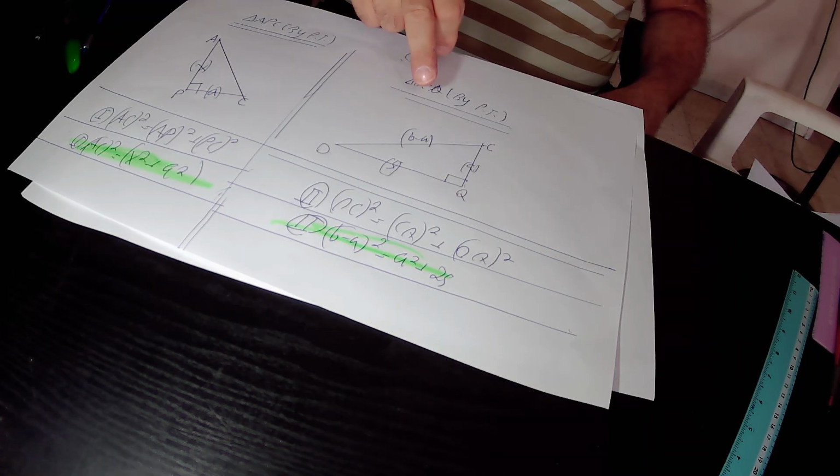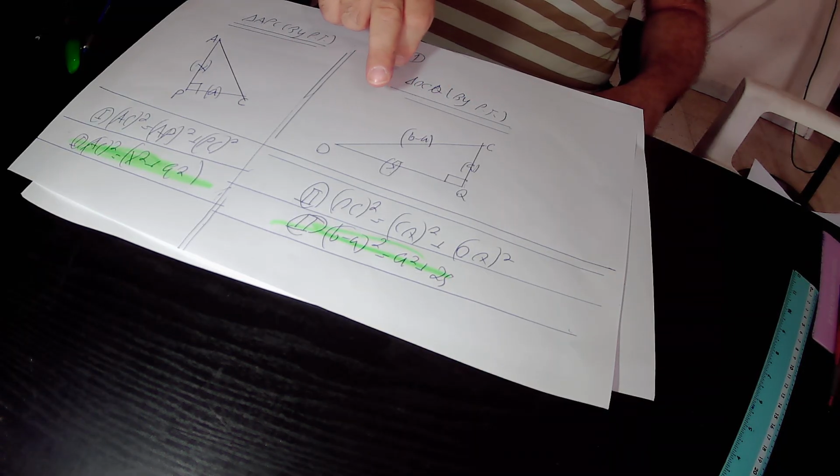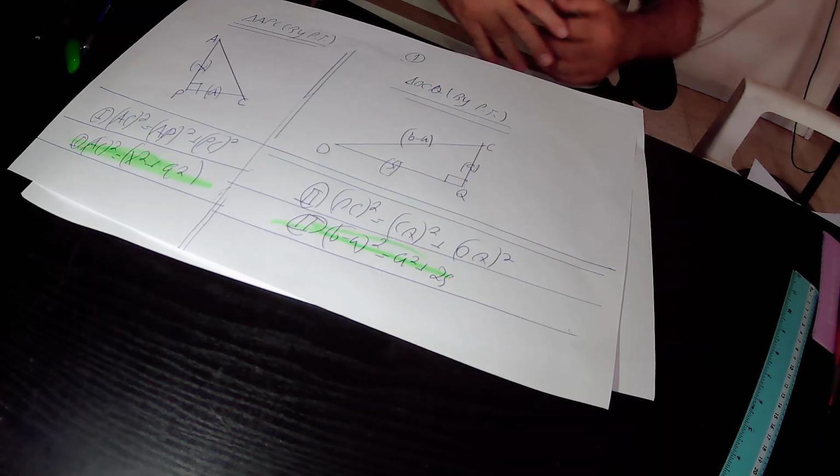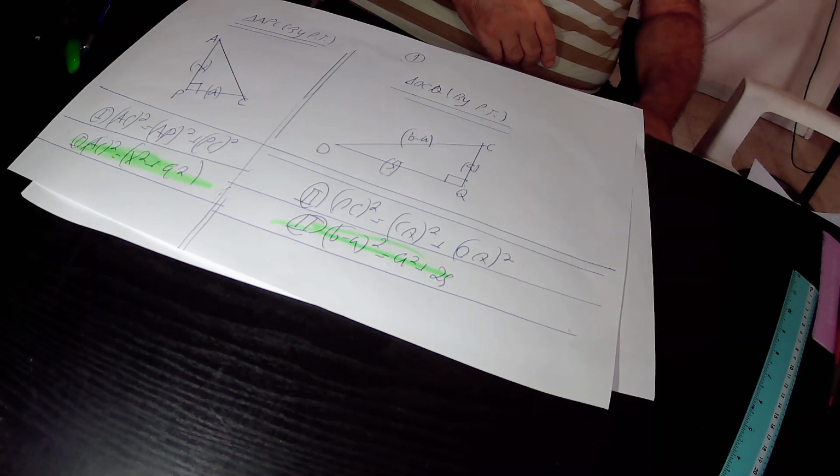OC is V minus A, therefore OC squared is (V minus A) squared, and it equals CQ squared. CQ is A, therefore CQ squared is A squared, plus QO squared. QO is 5, therefore QO squared is 5 squared, that is 25. So in total, according to equation 2, we find that (B minus A) squared equals A squared plus 25.